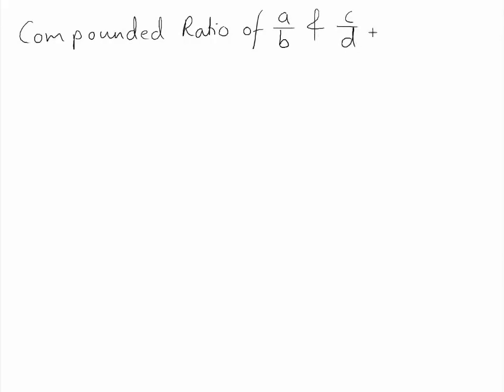Now next is compounded ratio, duplicate ratio, triplicate ratio, etc. So let's see. So compounded ratio of ratios a by b and c by d.